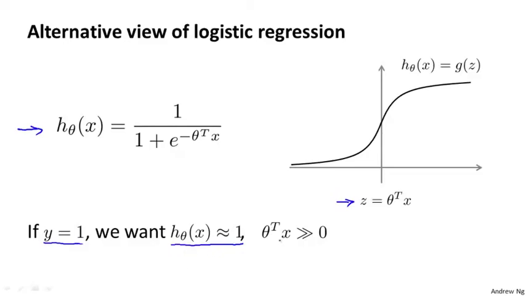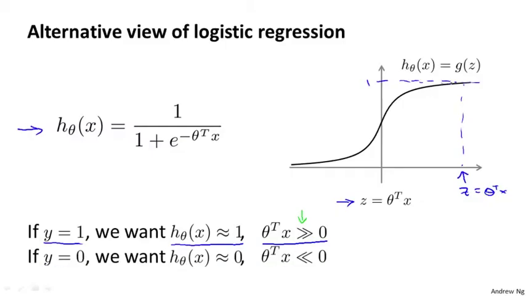And having h of x close to 1 means that theta transpose x must be much larger than 0. This greater than sign means much greater than 0. That's because when z, that is theta transpose x, is much bigger than 0, far to the right of this figure, the output of logistic regression becomes close to 1. Conversely, if we have an example where y is equal to 0, then we're hoping the hypothesis will output a value close to 0, and that corresponds to theta transpose x, or z, being much less than 0.